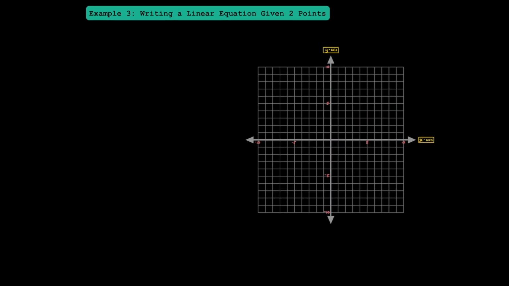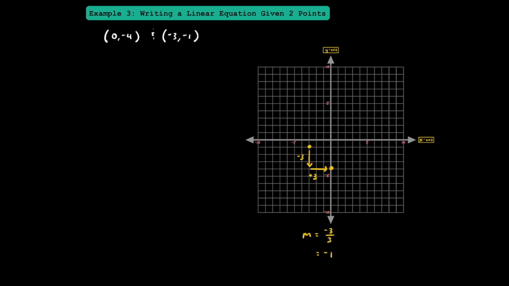In example 3, let's practice writing the equation if we're just given 2 points. Let's try one where we're given these 2 points of 0, -4 and -3, -1. Now if you had graph paper, you could plot these 2 points and see that we have a vertical change of -3 and a horizontal change of +3. From this, we could say the slope is going to be -3 over 3, or just equal to -1.